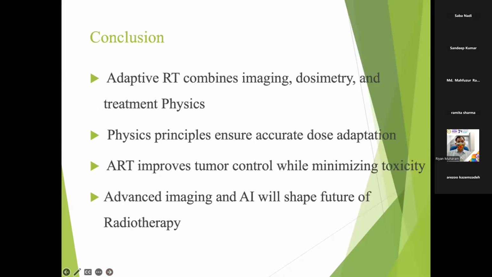So to conclude, I can say adaptive RT combines imaging, dosimetry, and treatment physics. The physics principles ensure accurate dose adaptations. Adaptive RT improves tumor control while minimizing toxicity. Adaptive imaging and AI will shape the future of radiotherapy.